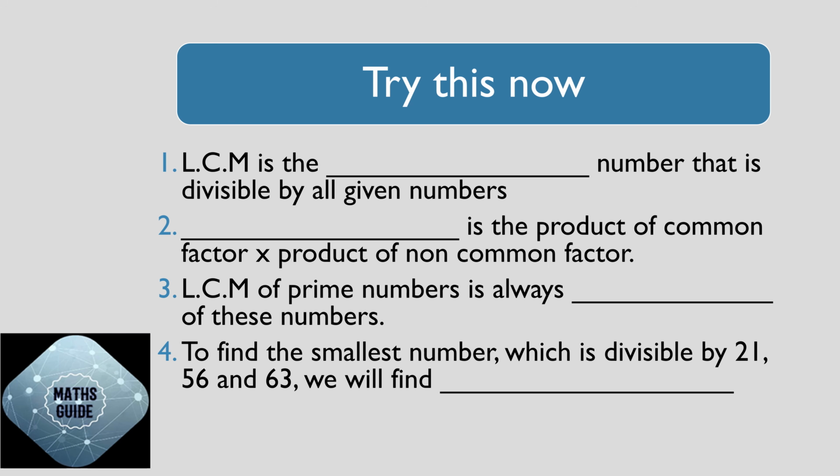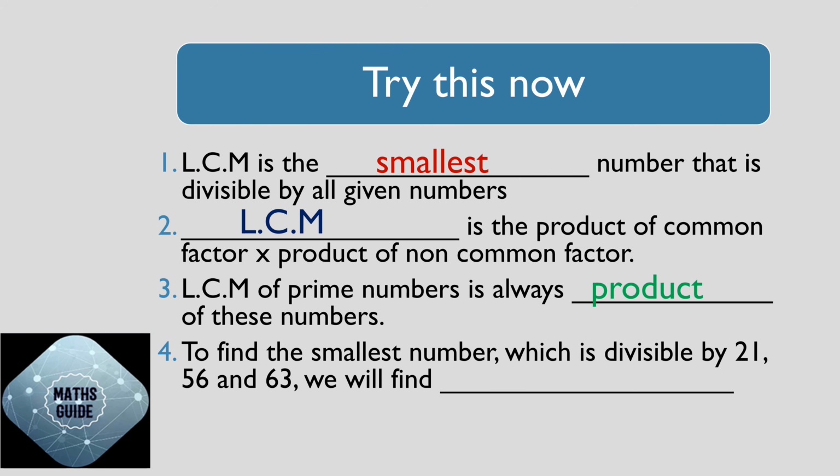First question: LCM is the dash number that is divisible by all given numbers. So we can say LCM is the smallest number or minimum number or least number, whatever word you can use. Dash is the product of common factors into product of non-common factors, that is LCM. LCM of prime numbers is always the product of these numbers. I told you in the HCF that HCF of prime numbers is always 1. But LCM of prime numbers is always the product of these numbers.